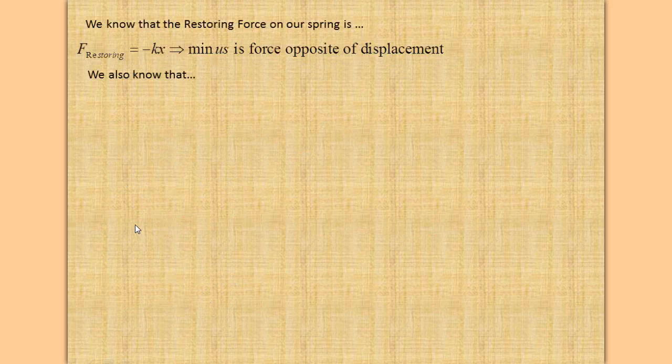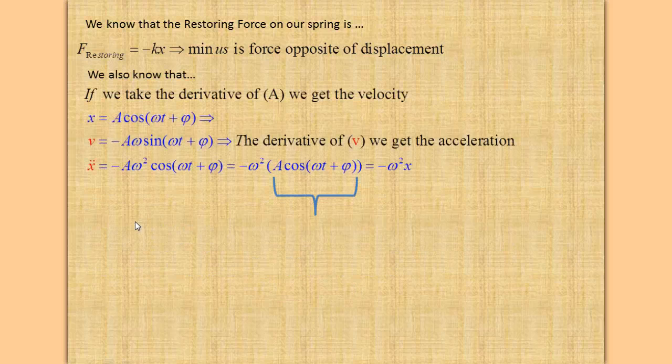Let's continue. So we know the restoring force. If we take the derivative of A, we get the velocity. So here is equation A, x equals a cosine omega t plus phi. The derivative of x is equal to the velocity. So we get minus a omega times sine omega t plus phi. The derivative of cosine is minus sine. And the derivative of what's inside the parentheses is just omega.